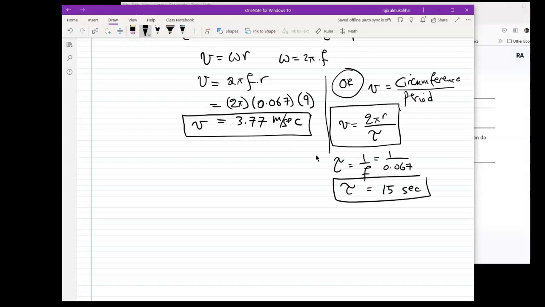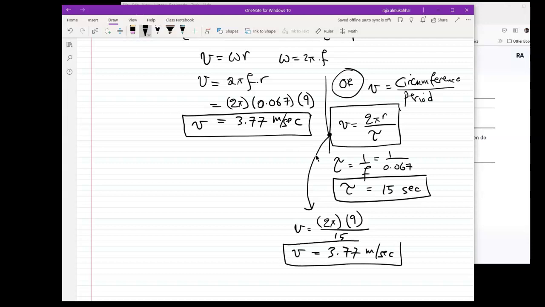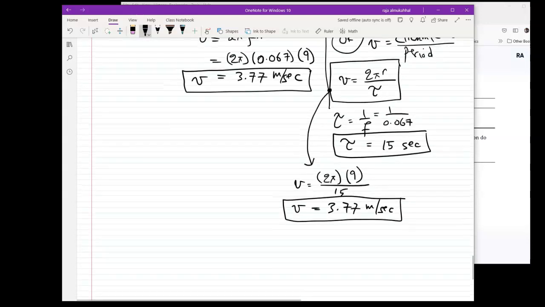That's the period, and therefore the velocity is 2 pi times r, which is 9, divided by 15, and we should get the same answer. So that's 9 times 6.28 divided by 15. Answer: 3.77 meters per second. And there we go. Okay, you got it? Now we have the velocity using two methods.